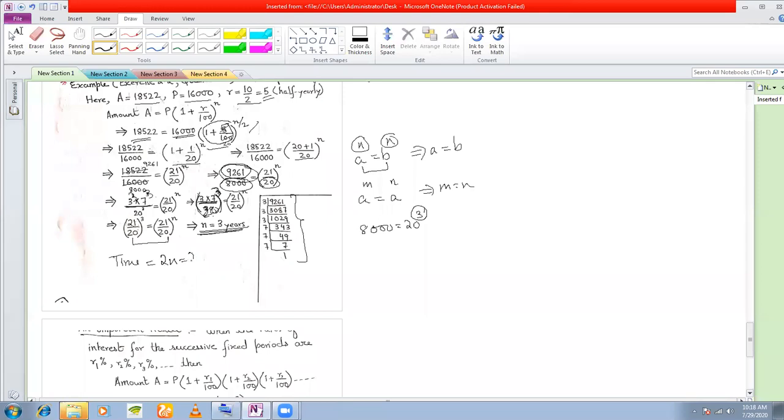2n. So 2 into 3, just 6 years. Okay. This should be your answer. And this should not be n by 2. This should be 2n. If you are working here with n, this should be 2n. Okay. That is what.